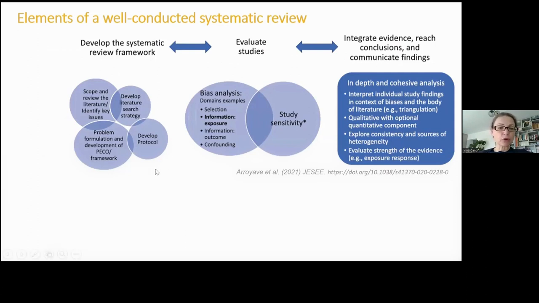So it starts with a protocol development where we should consider the scope of the literature search strategies, the problem with defining the population, the study sample, exposure, and health outcomes. Then we should evaluate all individual studies, paying a lot of attention to the potential bias, which could be present in every single study. And only then we could integrate all individual study evidence into summary evidence. And sometimes it's possible to do the quantitative synthesis, which is called meta-analysis, but it's not possible every time.